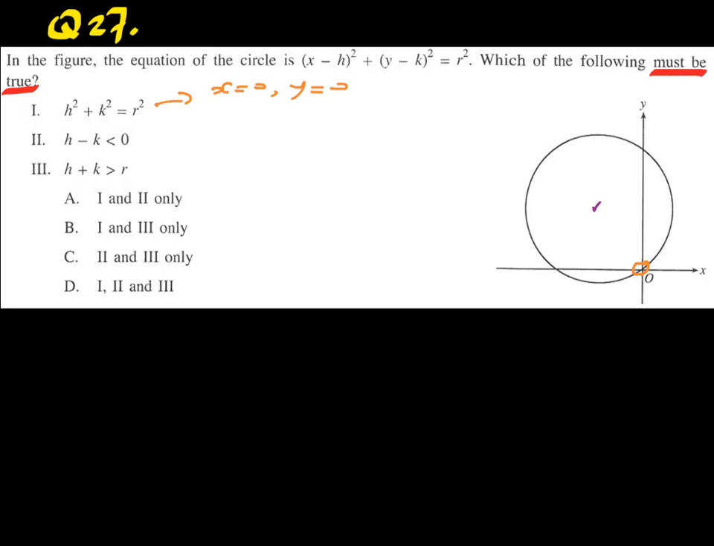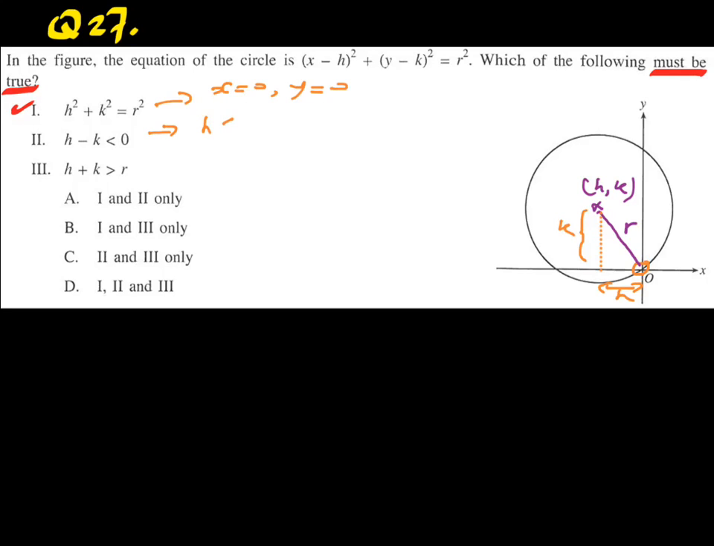So let's assume there's a center. So at this point here, we see that the radius is r and the center extending to the point of the origin 0, 0, which is x is 0, y is 0. So the distance here is r. So if we drop a perpendicular line and we look at a right angle triangle, the distances that we have now are h and k. So in this case, we use Pythagoras' theorem. The statement 1 is true.